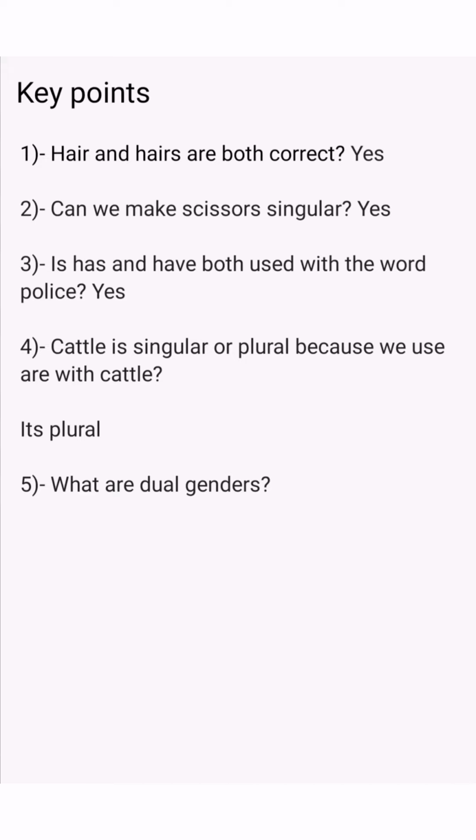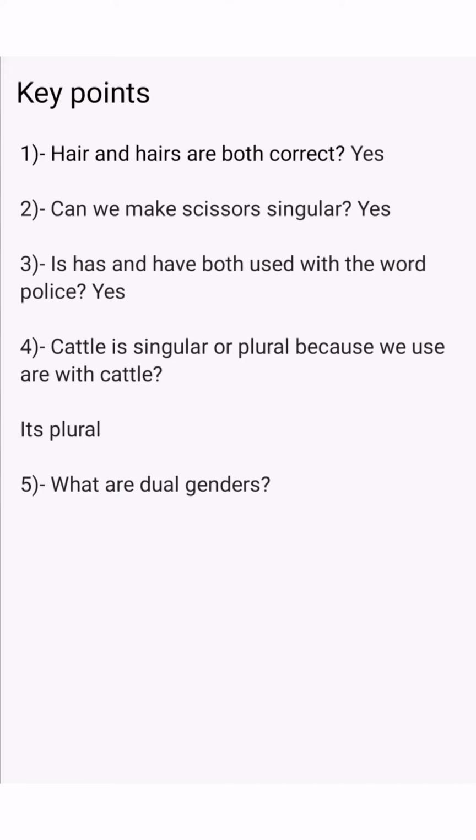So our first key point is hair and hairs are both correct. So yes, they both are correct. Second point is, can we make scissors singular? Yes, we can. Third point is has and have both used with the word police? And yes, they both are used with the word police. Fourth point is cattle is singular or plural because we use are with cattle and it's plural. And our fifth point is what are dual genders?